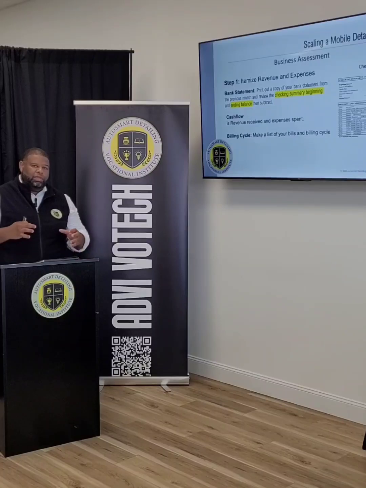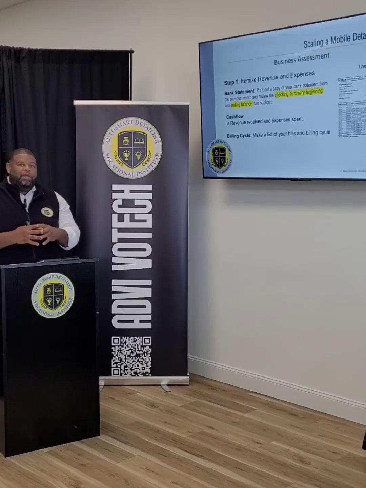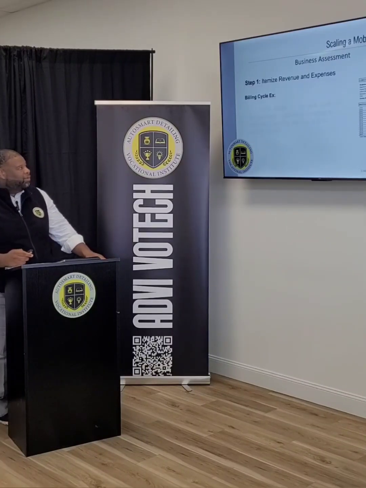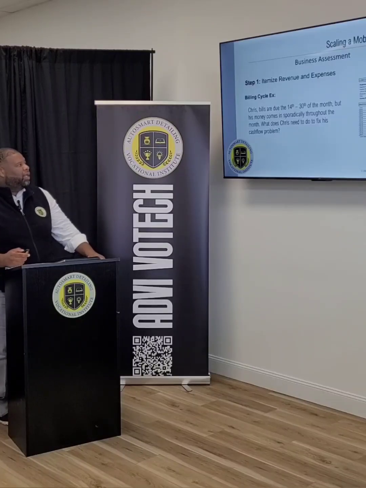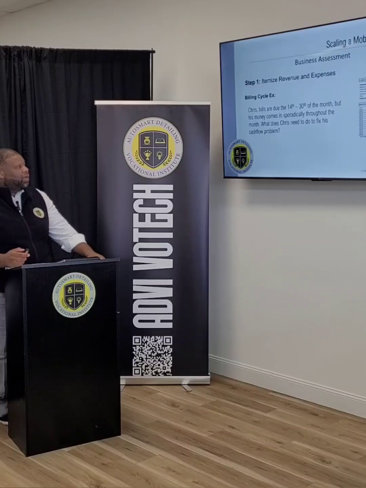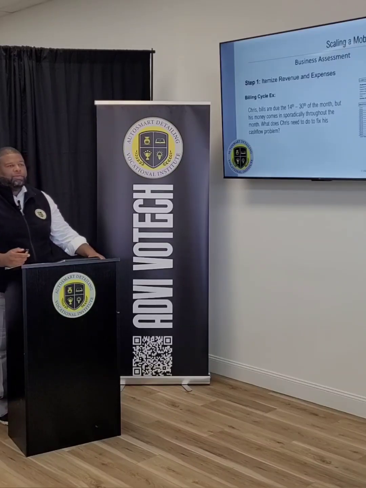So as you look through your bank statements to see what you're spending your money on, you can minimize certain things, consolidate certain things, or eliminate them completely. Billing cycle example. Chris' bills are due the 14th and the 30th of the month, but his money comes in sporadically throughout the month. What does Chris need to do to fix his cash flow problem?